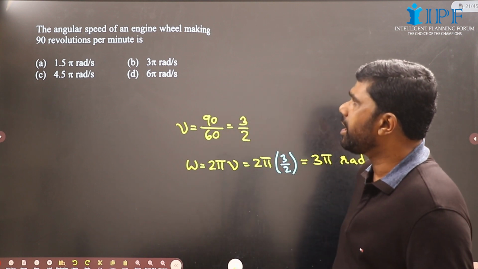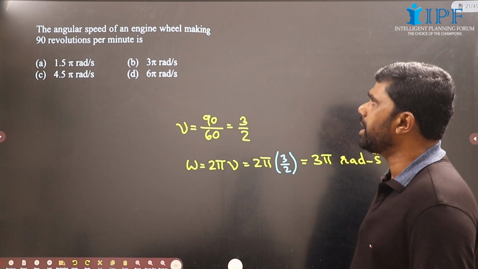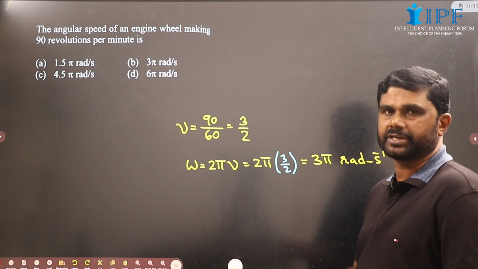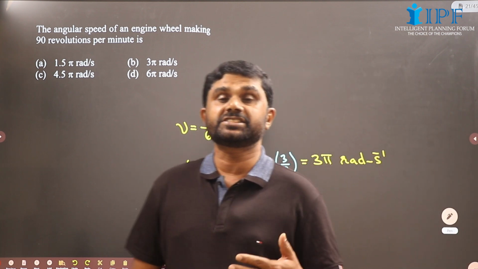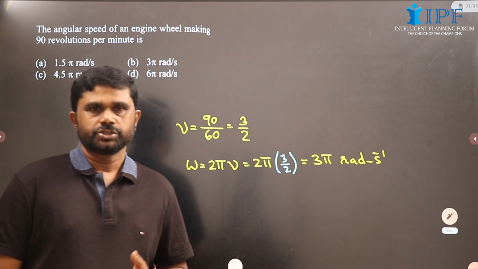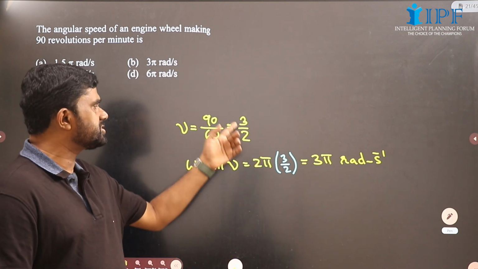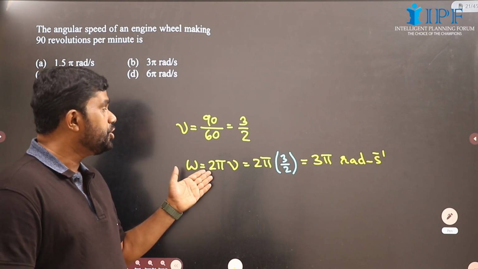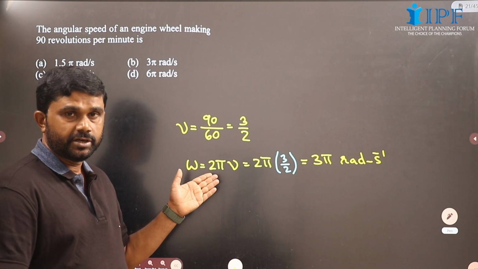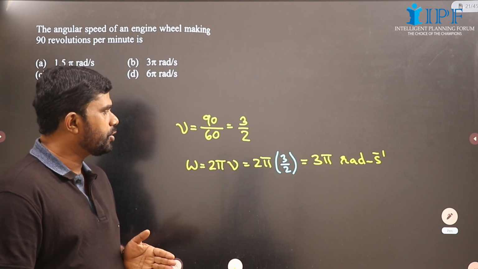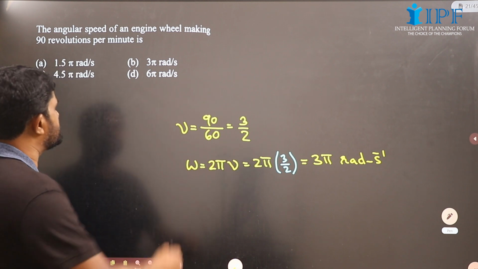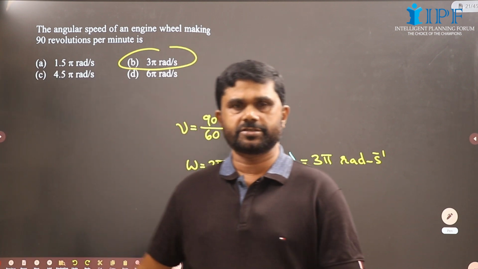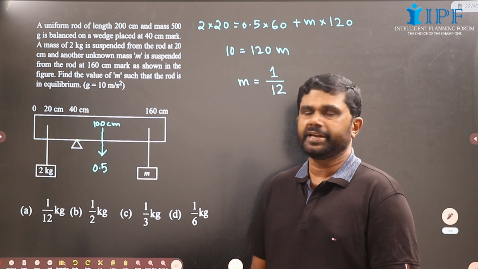Now children, we have another question here. The angular speed of an engine wheel making 90 revolutions per minute. See, in 60 seconds it makes 90 revolutions. So in 1 second it will make 90 by 60, means 3 by 2. So we will get 2 pi into nu. Nu means the frequency. Frequency we have 3 by 2. So it will be 3 pi radians per second. Now let's see the next question.